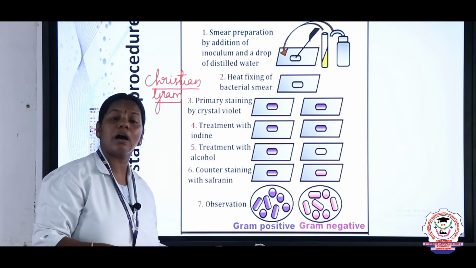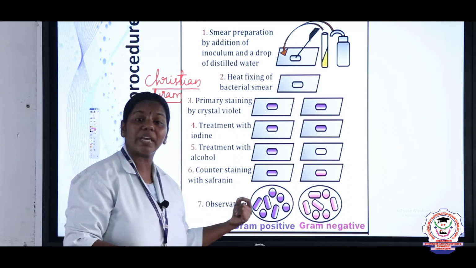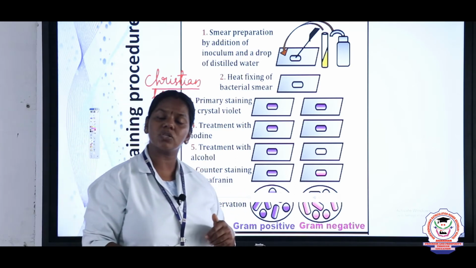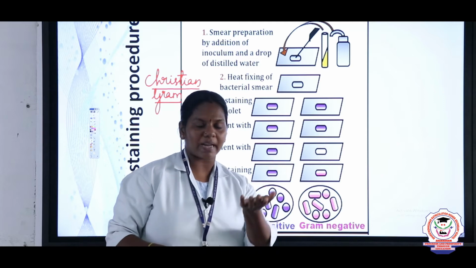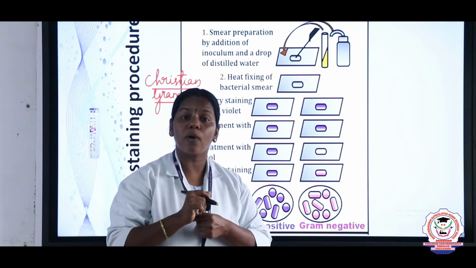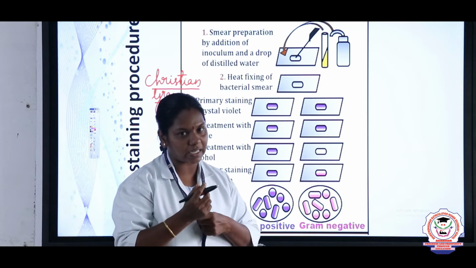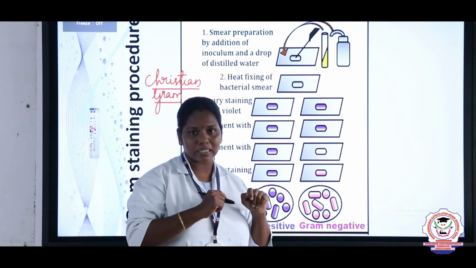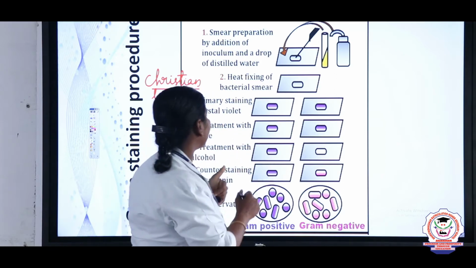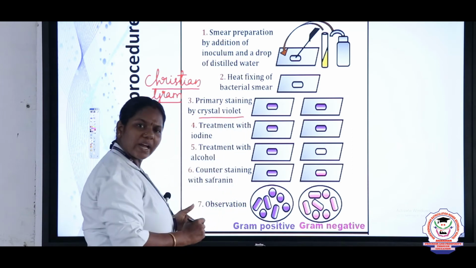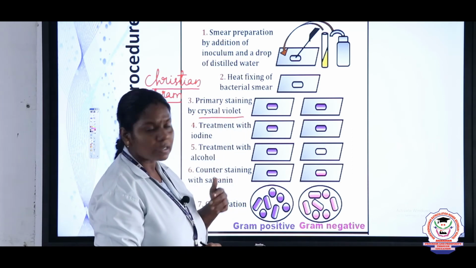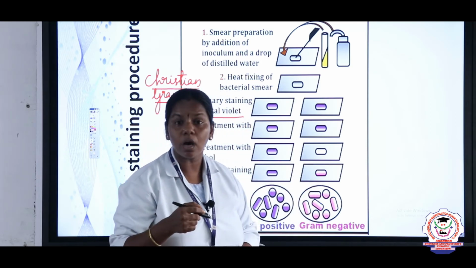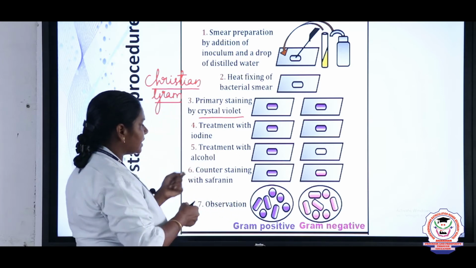First let us see how we can do the staining procedure. First, we have to prepare a smear. What is a smear, children? In the bacterium, we add some distilled water, then it becomes a smear. The bacterial smear is taken on a slide, and later we rinse it with water. Later we add crystal violet to it. Crystal violet is a violet colored stain, and after a few seconds we rinse it again with water, and later we add iodine to it.